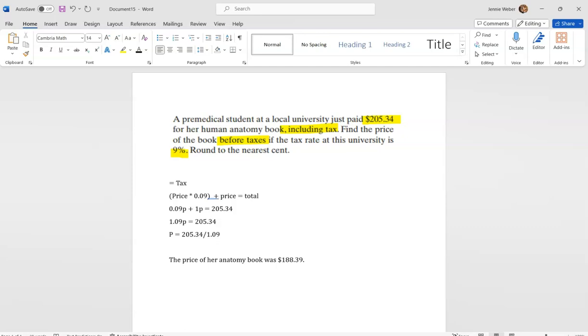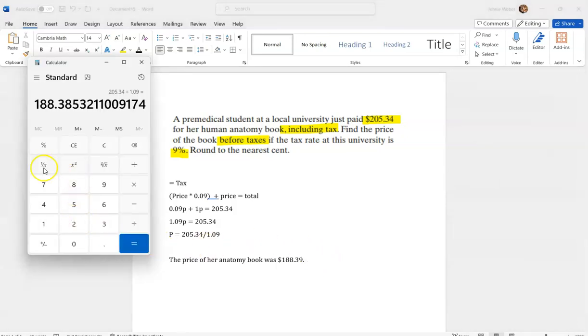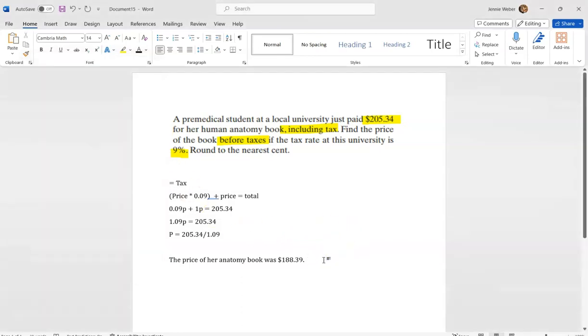I could also go back and check. So I'm going to do 205.34 minus 188.39. So this tells me my tax was $16.95. So if I take my 188.39 times 0.09, I get about $16.95. I'm rounding, so I'm not going to be exact there, but I get back to that price.